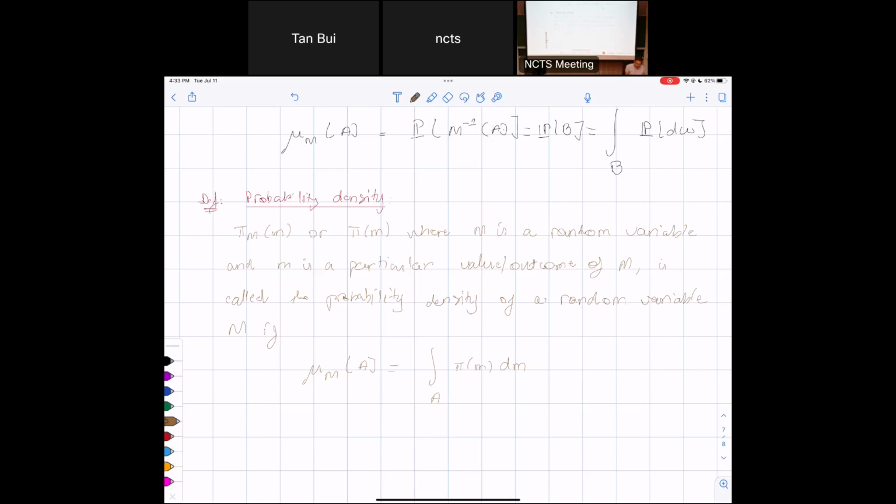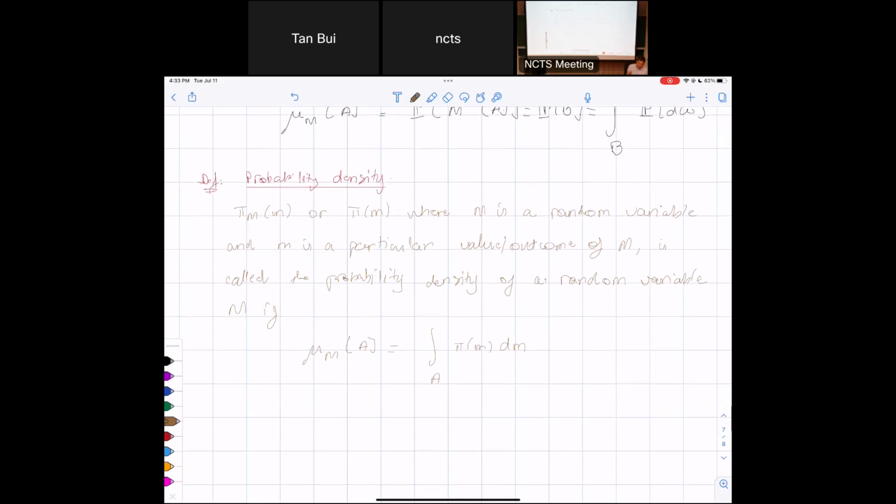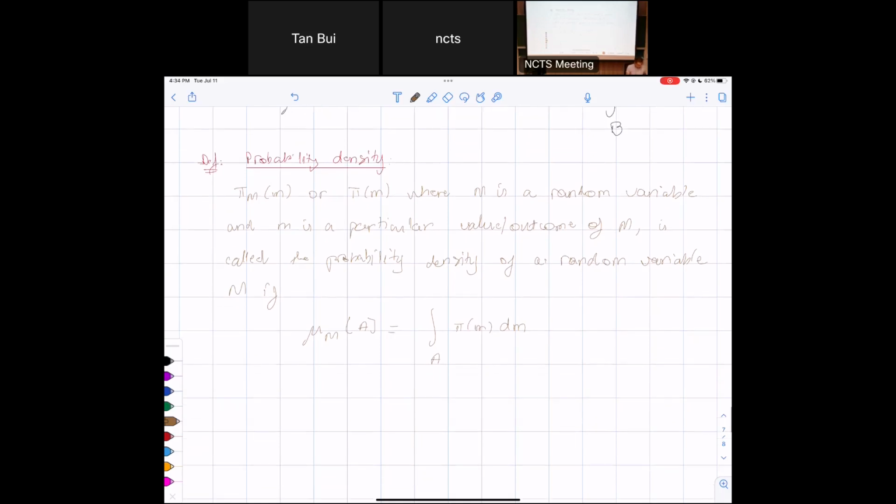So that's the definition of probability density, very intuitive. It's not something abstract. It just helps us circumvent going back into the sample space to calculate.